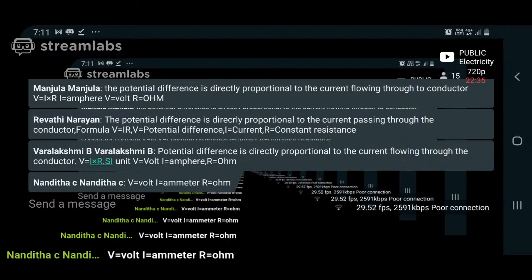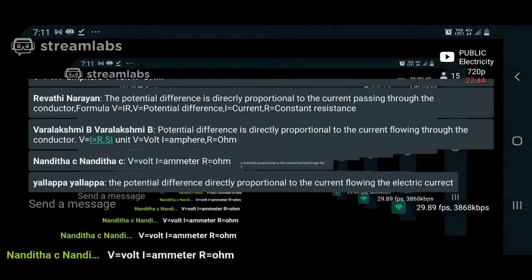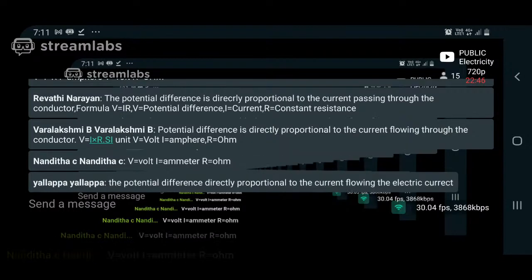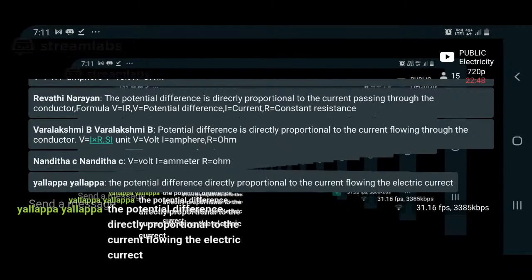Yeah, Nandita, the SI unit is correct. Okay. Now till here we discussed yesterday. Now shall we continue the session?